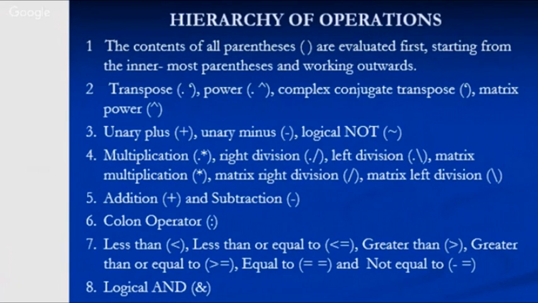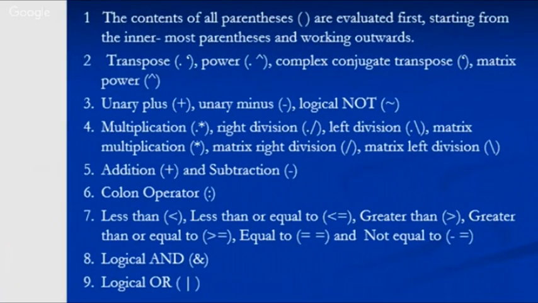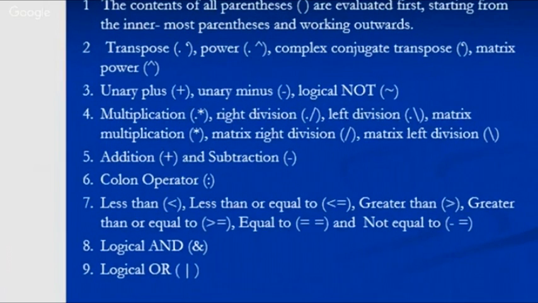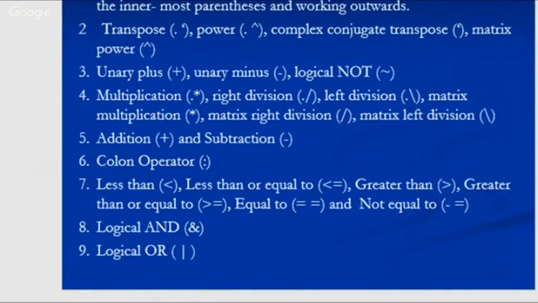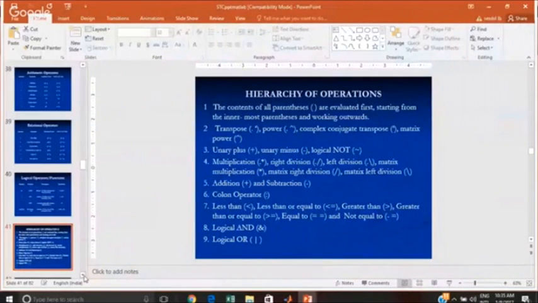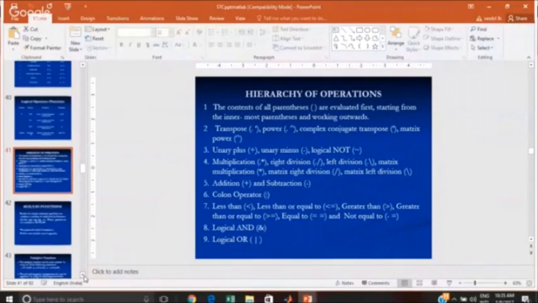So in multiplication, according to the division, then dot division comes, then multiplication, then matrix right division, left division, addition. Dot multiplication is nothing but the array multiplication. The other one is the simple multiplication. Then addition, subtraction, colon, then less than, less than or equal to, these symbols come. Then at last the logical AND operation, and last the logical OR operation. So this is the hierarchy, and this is how it operates.